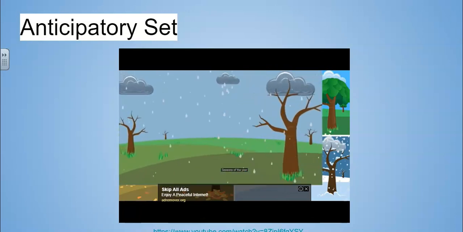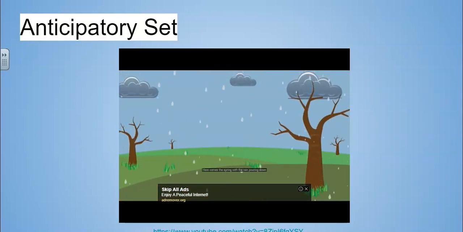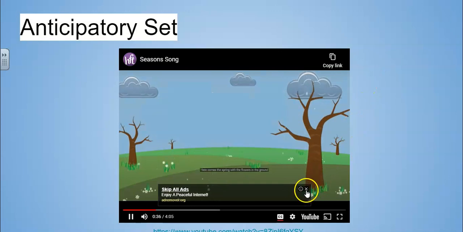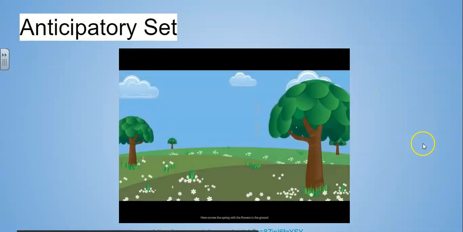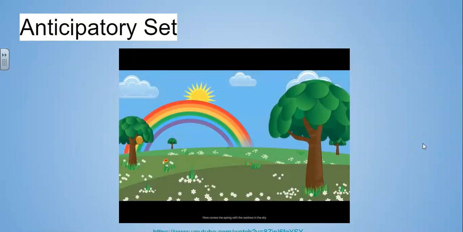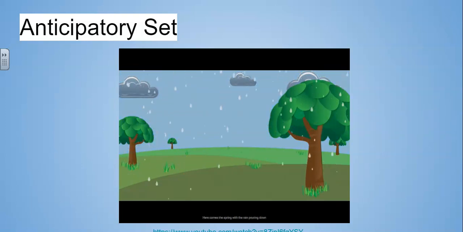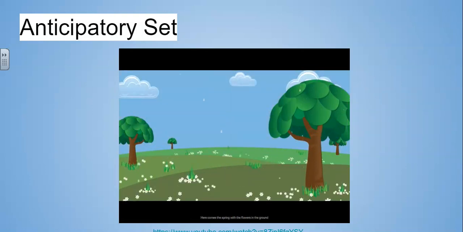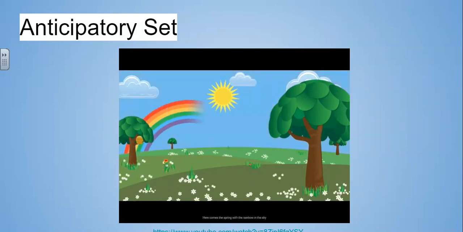Seasons of the year. Here comes the spring with the rain pouring down. Here comes the spring with the flowers in the ground. Here comes the spring with the rainbow in the sky. Here comes the spring to bring new life. Here comes the spring with the rain pouring down. Here comes the spring with the flowers in the ground. Here comes the spring with the rainbow in the sky. Here comes the spring to bring new life.